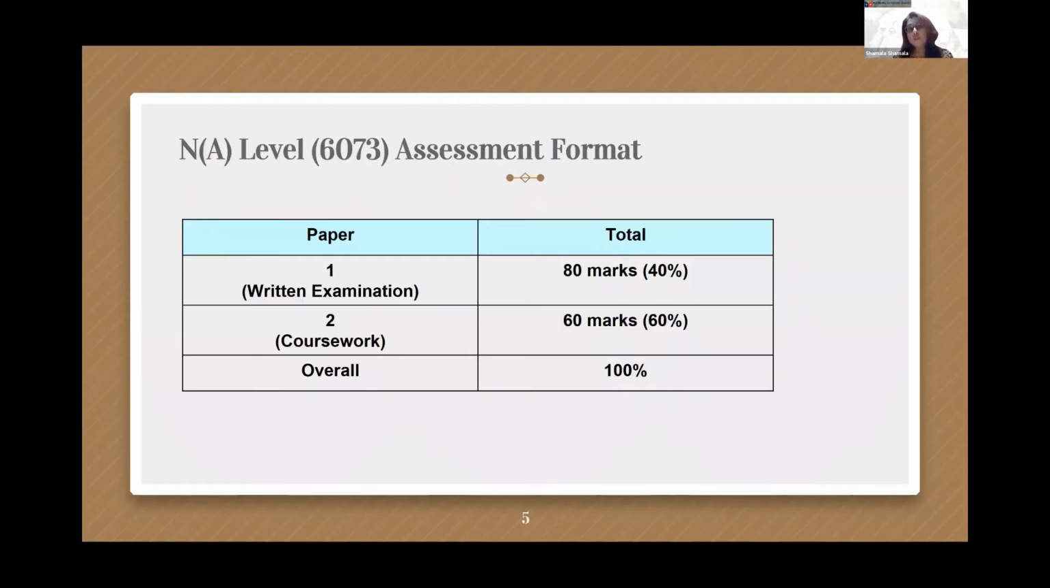Okay, let's move on to normal academic assessment format. There are two parts to your subject. So paper one will be written examination, 80 marks, which will be converted to 40%. And this is a 1 hour and 30 minutes paper. Your paper two will be coursework. It will be done over a few months. This will be 60 marks converted to 60%. So 40 plus 60, this is how you'll be getting your 100%.